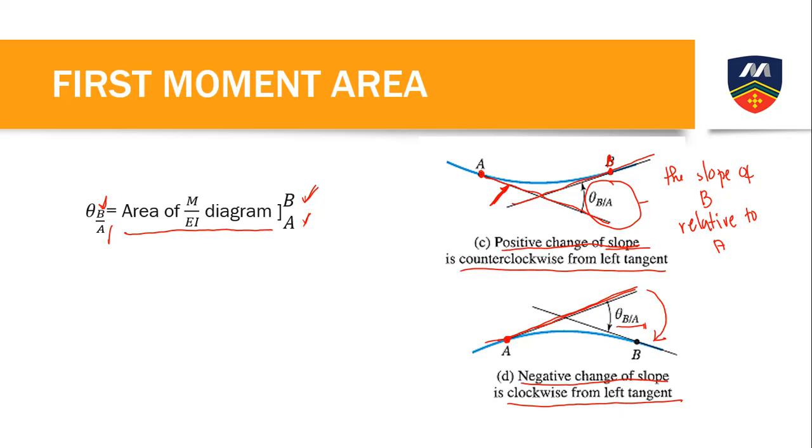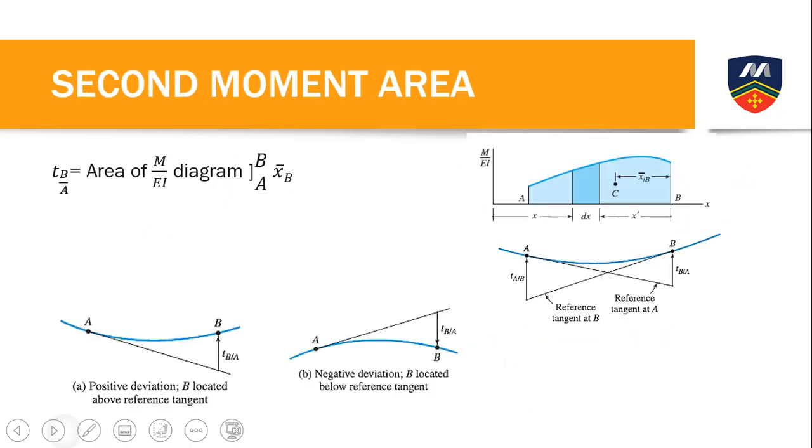So, it is just the area of the moment diagram. Later I'll teach you how to draw a moment diagram. Okay? Next we have the second moment area. If we want to determine the deviation, we will see the deviation from the tangent to the point. It's the deviation, or the vertical distance. Okay, that's the deviation. It is just the second moment area.